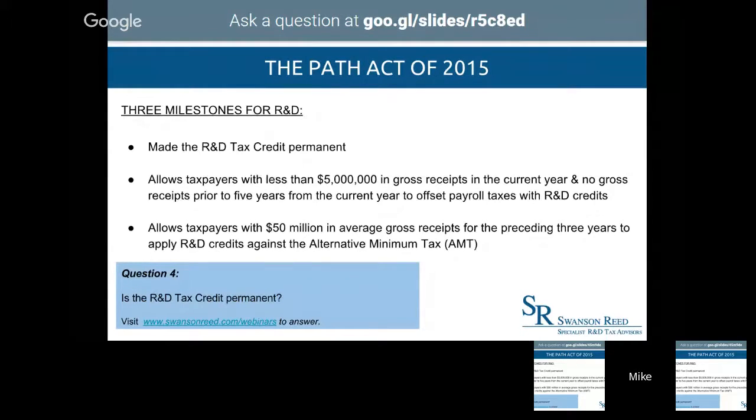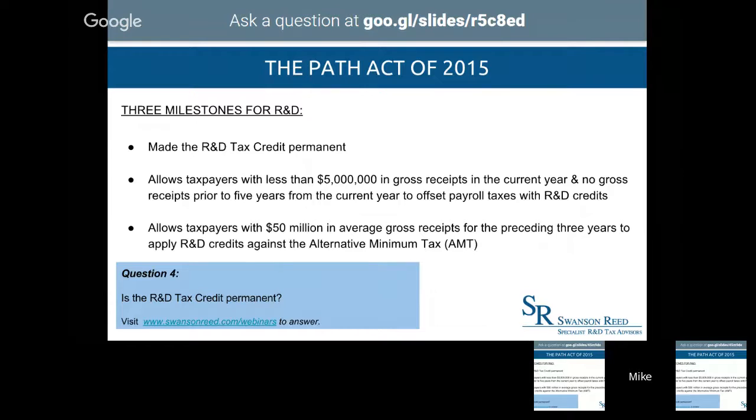Very important because up until 2015, the R&D credit was contentious from year to year. People didn't know if it was going to count or if it wasn't going to count. They didn't know whether to plan for it or not plan for it. Well, now we know that it is permanent. It's going to be there, so people should be planning for it if, in fact, they intend to pursue it.